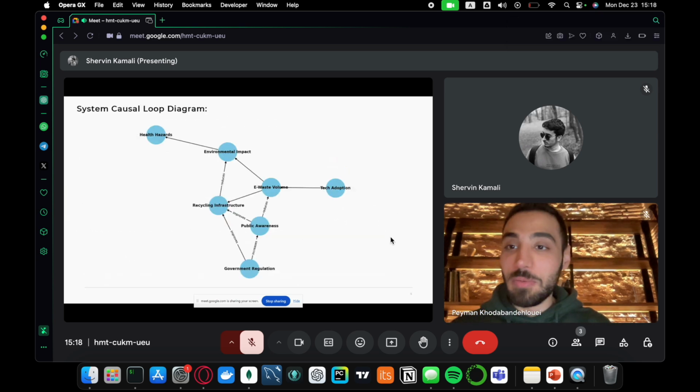And now let's talk about system loop diagram. As we can see here, more tech adoption results in more e-waste volume, and more e-waste volume has a positive result on environmental impact. And finally, all of them together are going to result in higher health hazards.